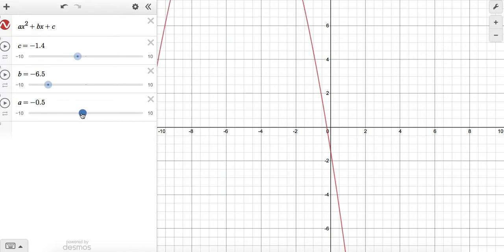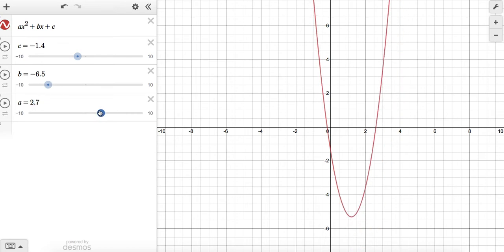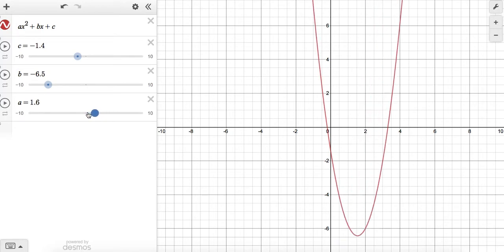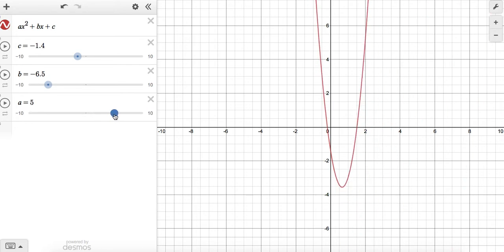And as we go from negative to positive, right, now we flip the parabola around. Okay, so it affects the direction of opening as well. So that's my positive a's, my negative a's, okay.